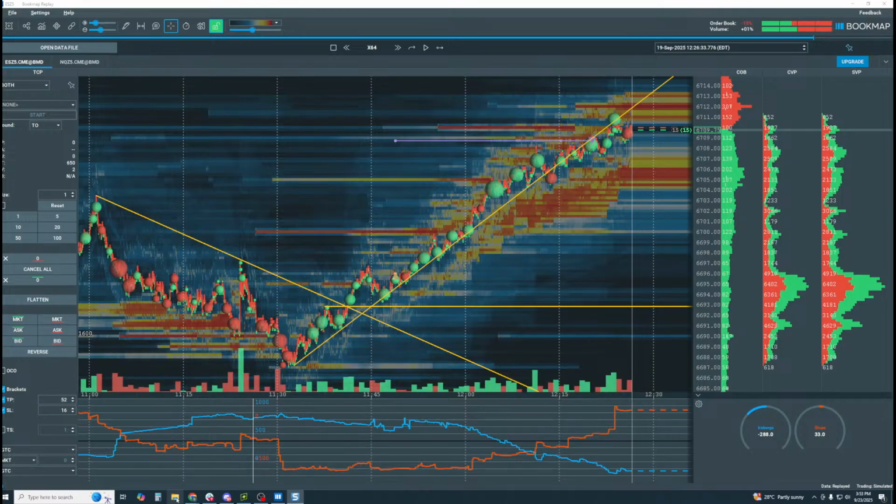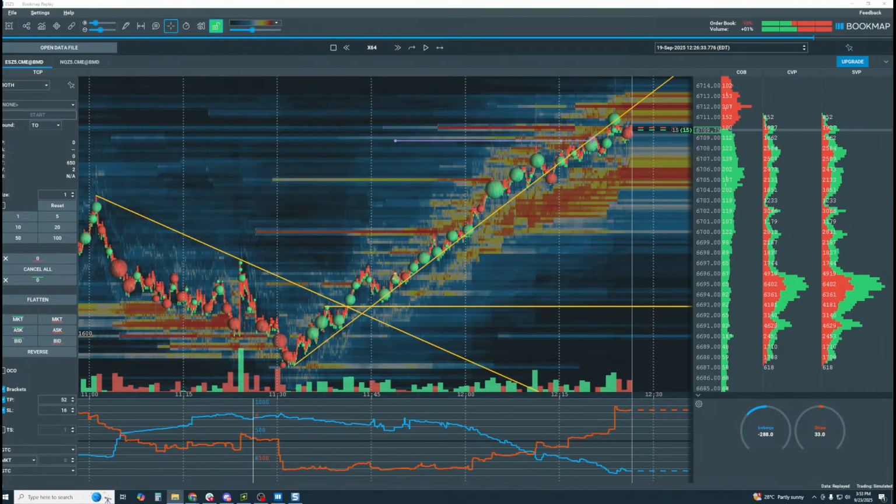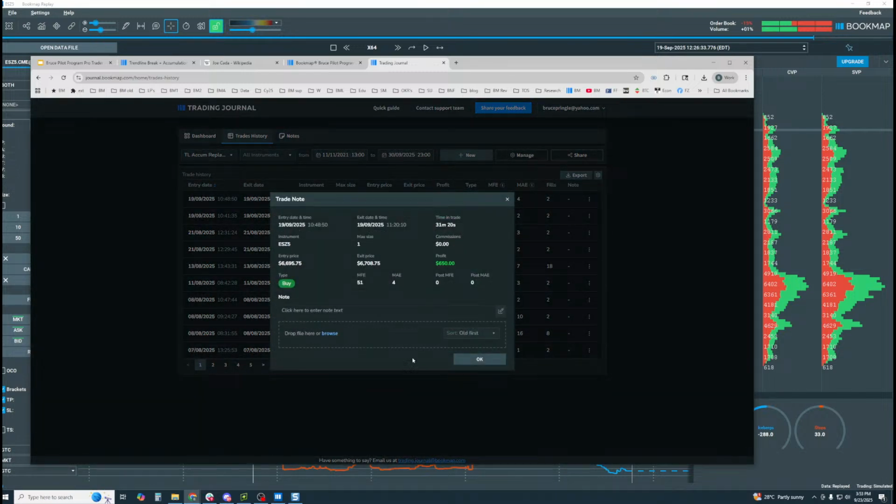Okay, we'll go and find it, and I'm just going to now drag and drop it over to my notes. Okay, so here's the trade that we took, and drag and drop it over here. Okay, there's my image. Oh, only JPEGs. Okay, let's try that again. Export this as a JPEG.